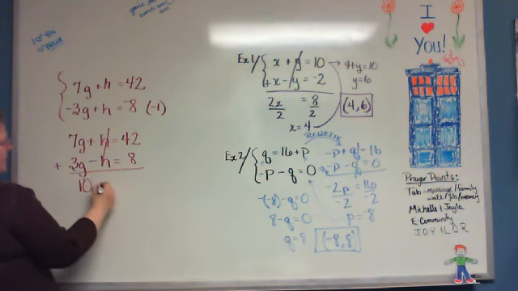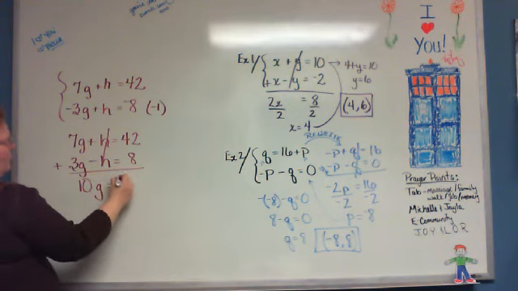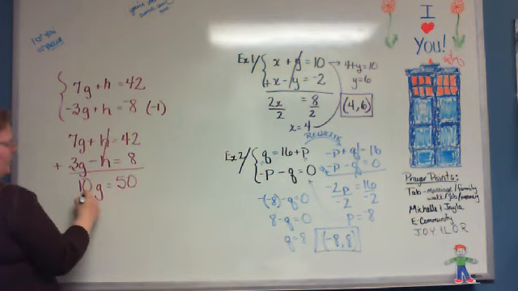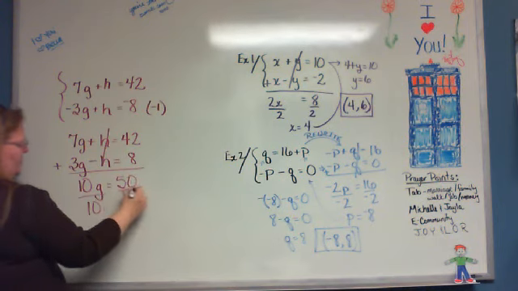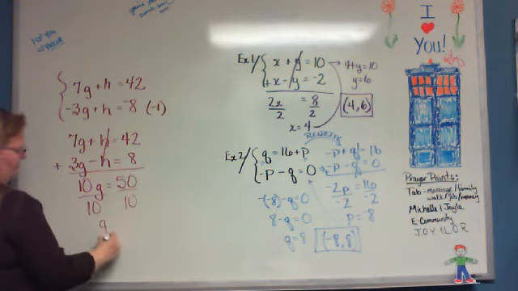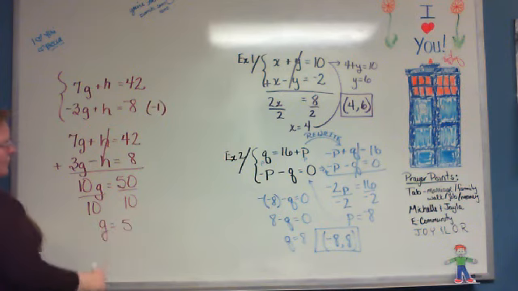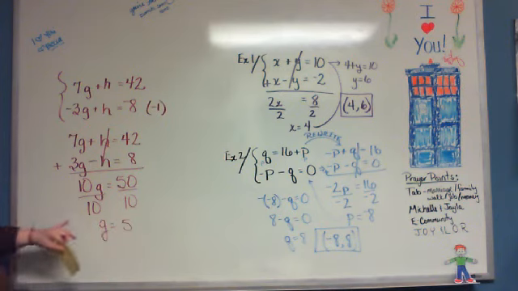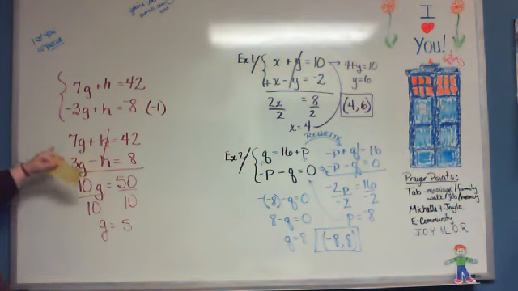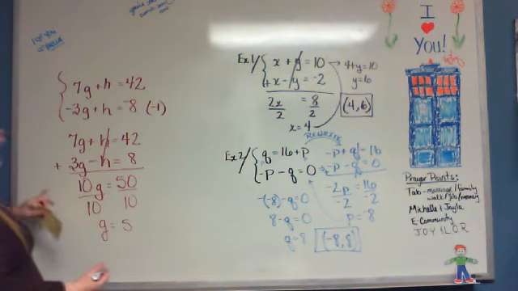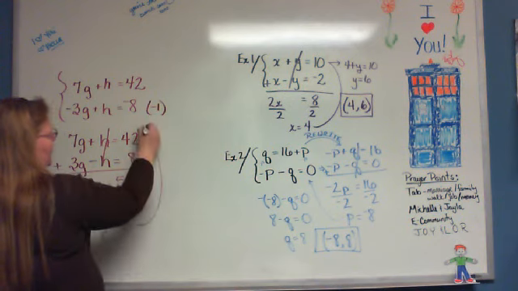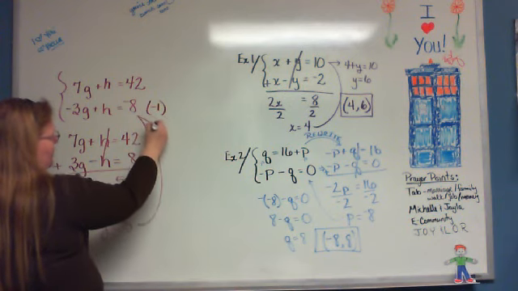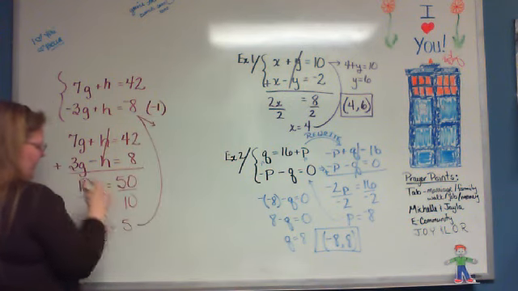Now I can add them together and cancel stuff out. So that gives me 10g equals 50. Divide both sides by 10. You get that g is equal to 5. And then I can take this and I can plug it back into this one, or this one, or this one, because all of them were true. So it doesn't matter which one I choose to plug it back into. I'll get this one since I swung up so high.